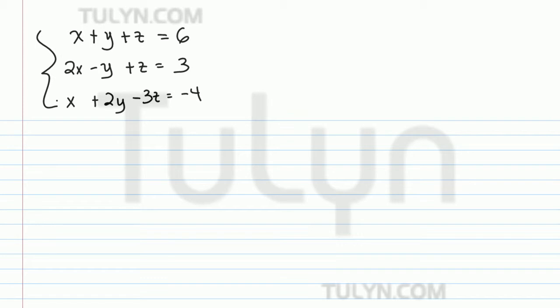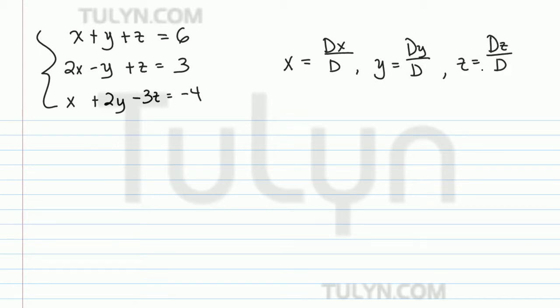So now, remember Cramer's rule, the solutions are given by x is equal to dx over d, y is dy over d, and z is dz over d. And now, let's find all of these determinants. So let's start with d.